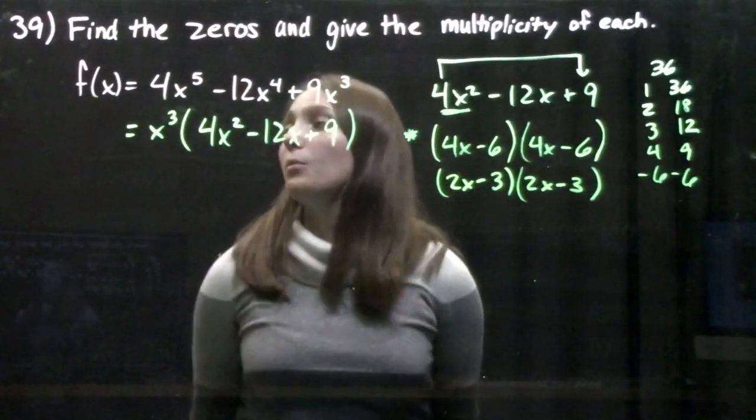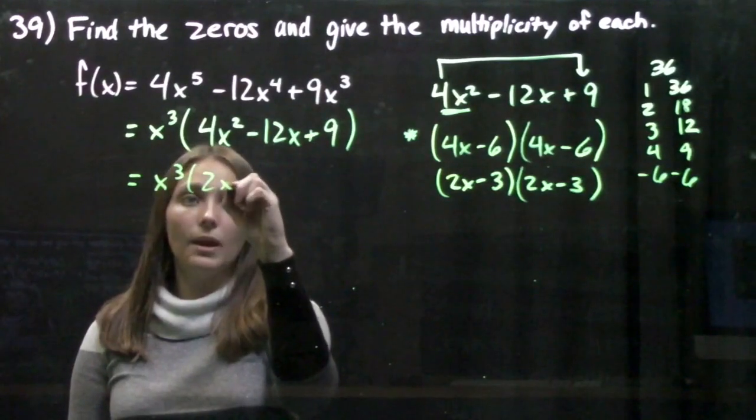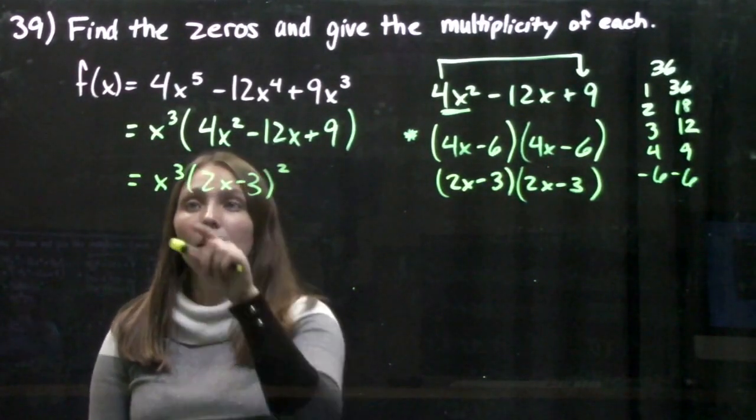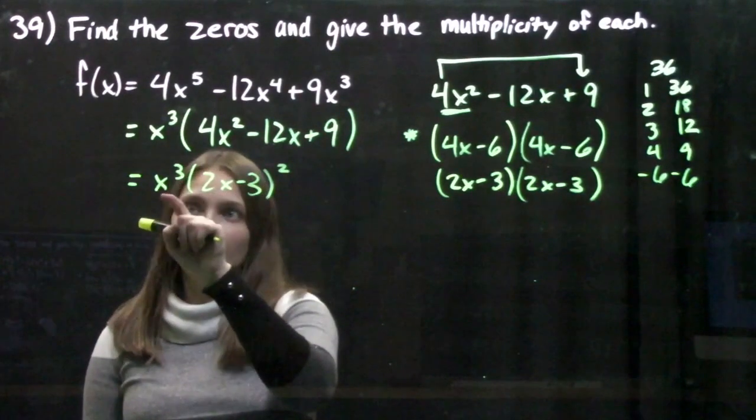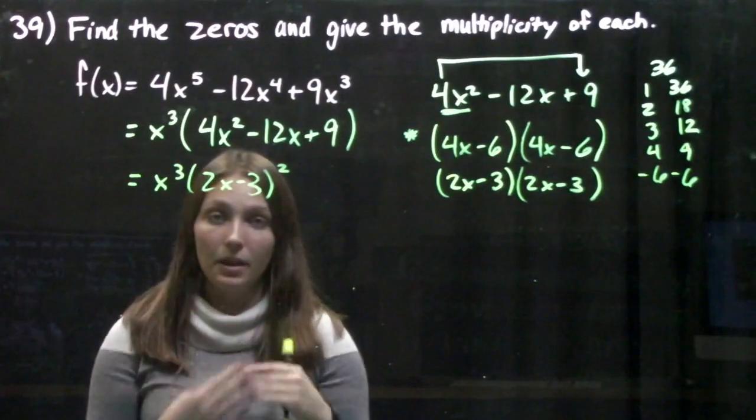So we see that if we come back over here with our newly factored answer, we have 2x minus 3 squared. So we've got 3 x's and 2x minus 3's all multiplied together.